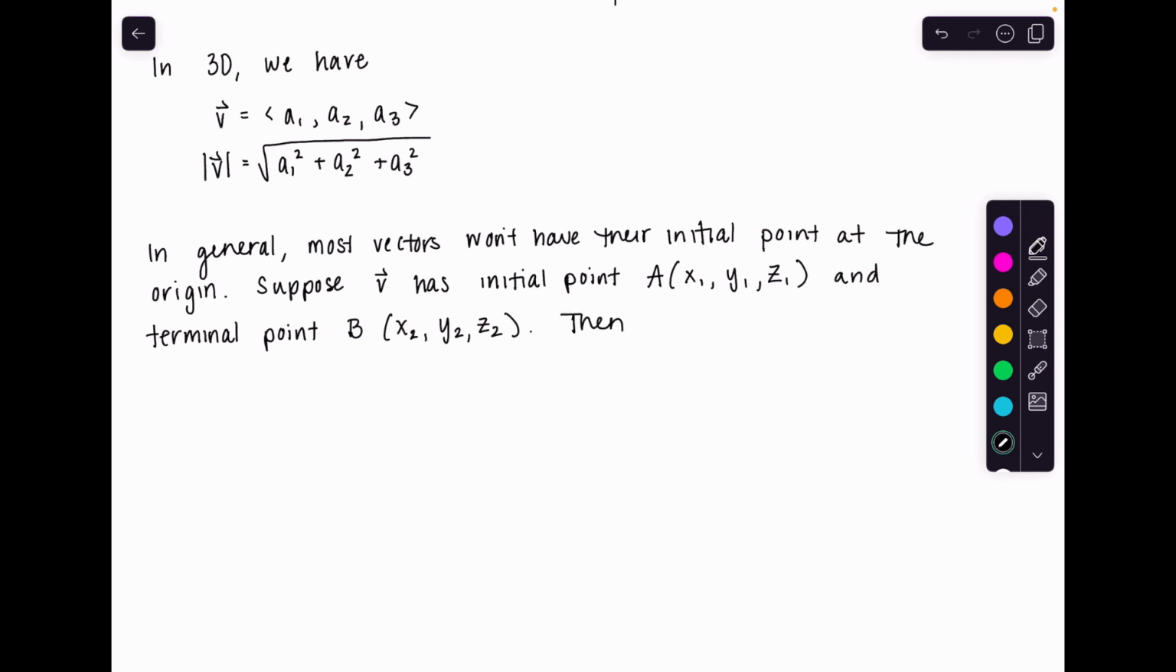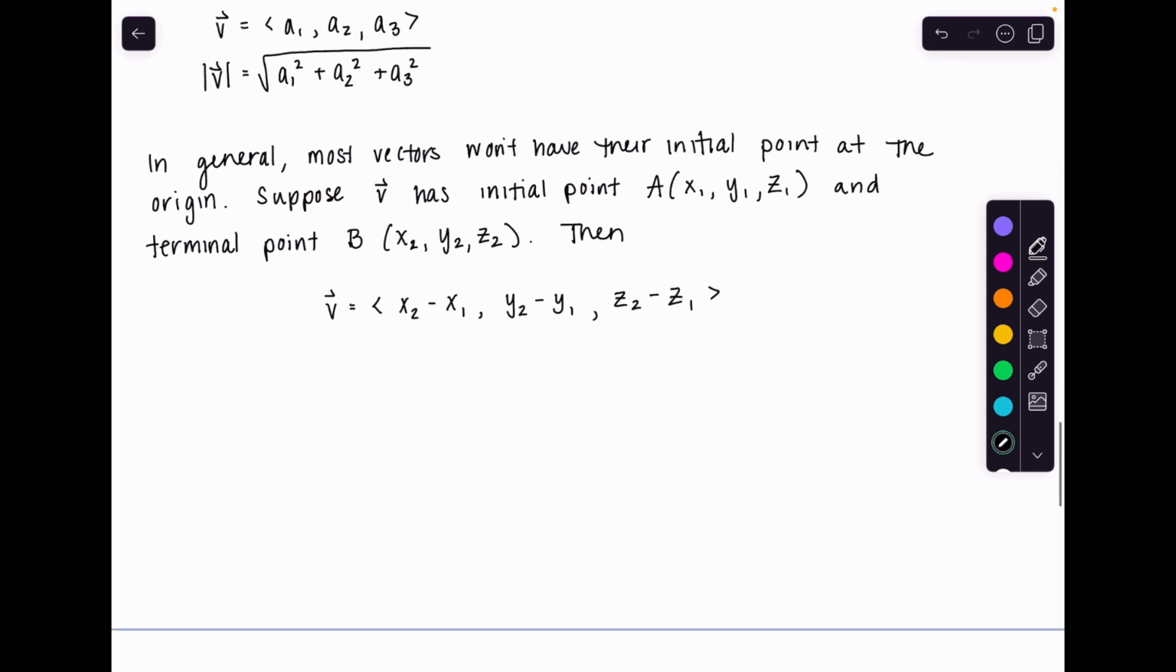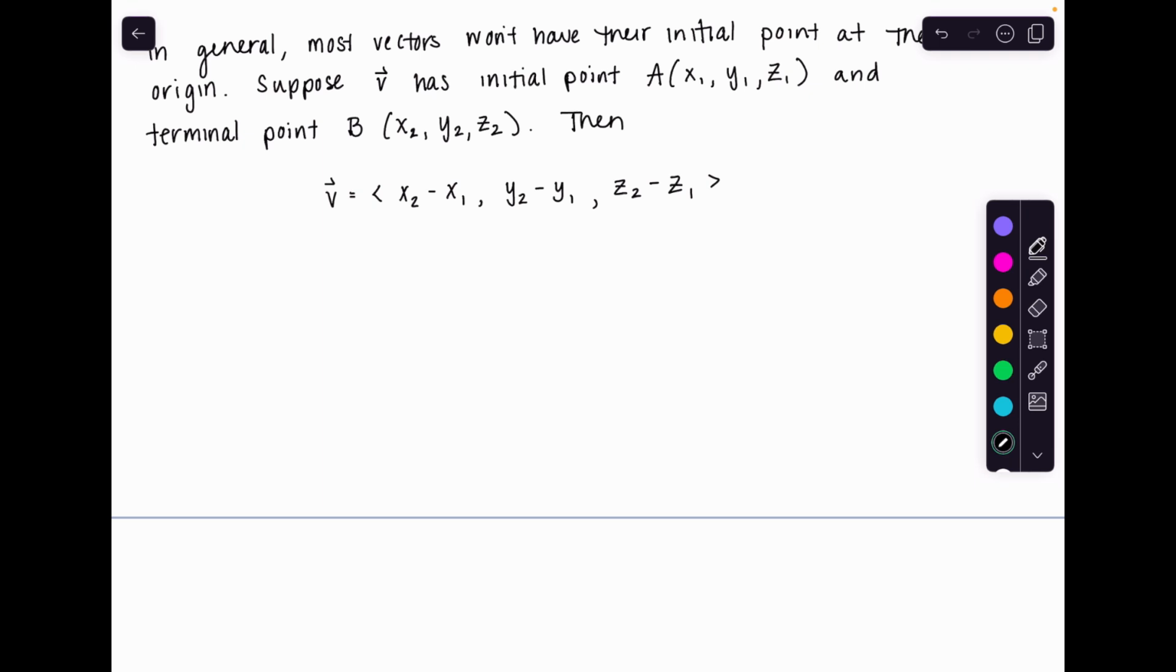So our vector v is going to be found by taking our terminal x value and subtracting the initial, and that's how far it moves in the x. y2 minus y1 is how far it moves in the y. And z2 minus z1 is how far it moves in the z. Okay? So really, hopefully, naturally, what you would think would happen.